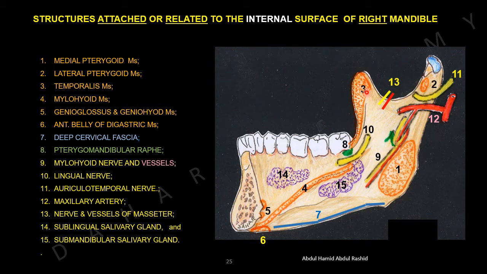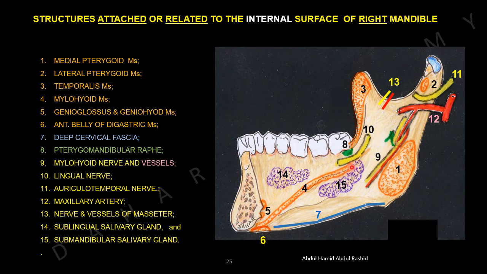Number 3 is the temporalis muscle, which is attached to the coronoid process, to the apex, to the medial surface, and along the anterior border of the ramus up to the lower part of the third molar tooth. This is the temporalis muscle attached here.